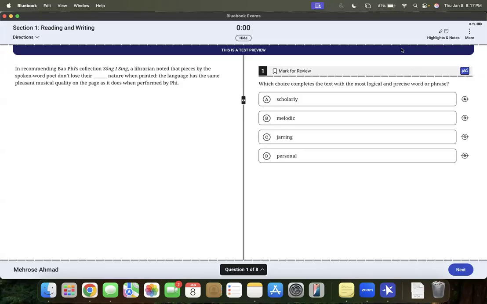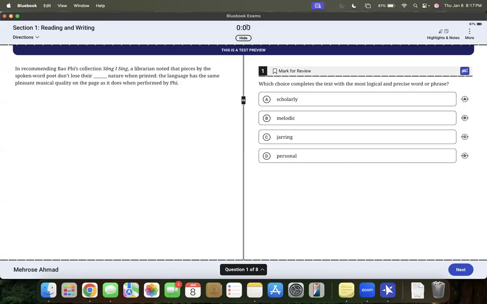For me, I've started to get into the habit of reading the question first, so I'll be doing that in today's session. But like I mentioned, it is student dependent. As long as you have decided on a strategy that you think works best for you beforehand and have practiced with that strategy beforehand, I think that's most important. Okay, so the question is, what choice completes the text with the most logical and precise word or phrase? Now let's look at a few options.